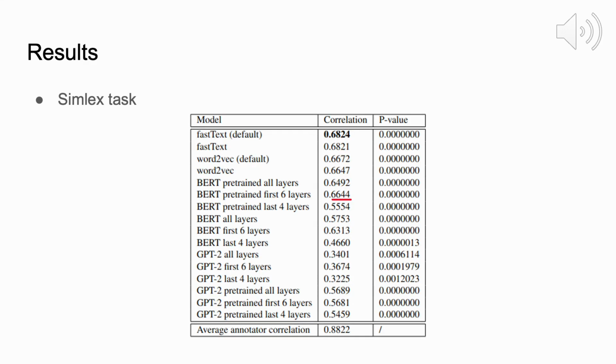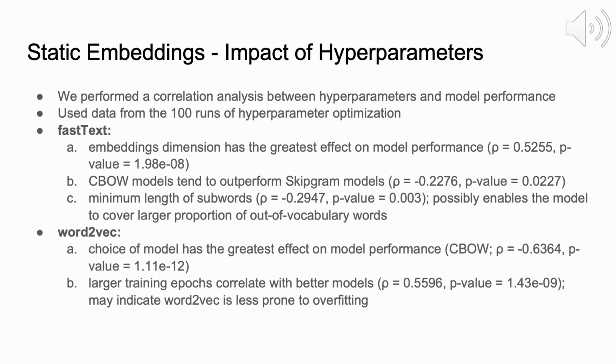task. For semantic similarity, static embeddings outperformed contextual ones, with fastText performing best and word2vec coming a close second. Still, BERT pre-trained on the general Sanskrit corpus with embeddings constructed from the first 6 layers achieved results comparable with static word embeddings. Again, GPT-2 performed worse. One thing to note is that for static word embeddings, hyperparameter optimization did not lead to significant improvement of the results. Here is our analysis of the impact of such optimization.